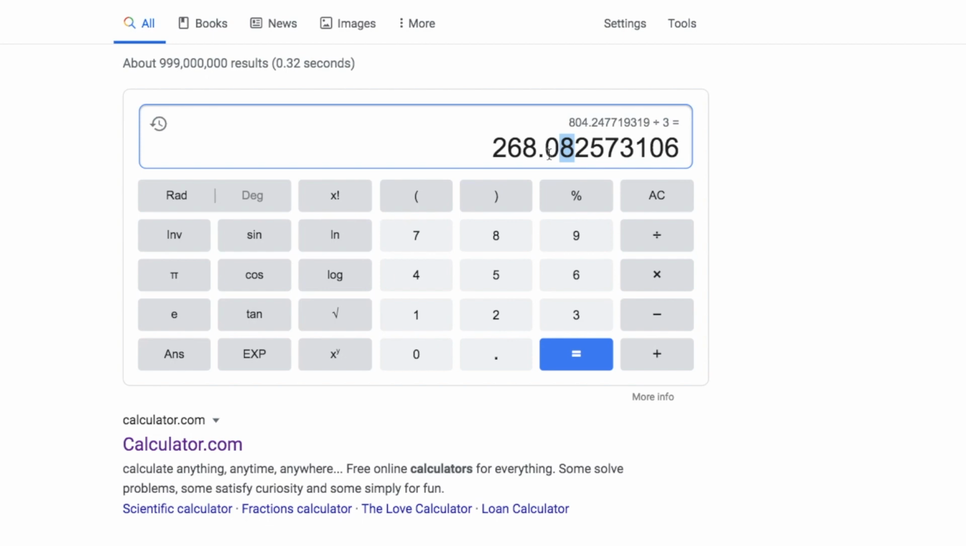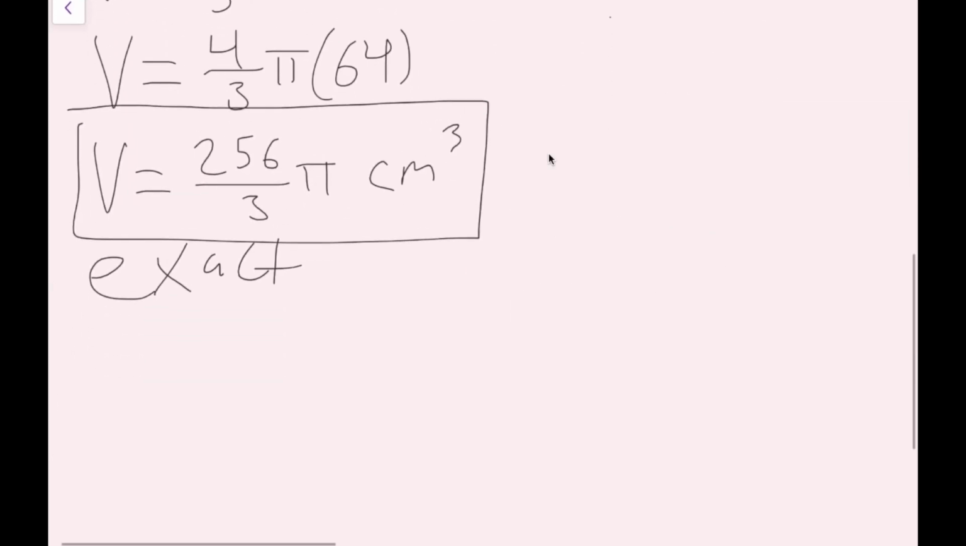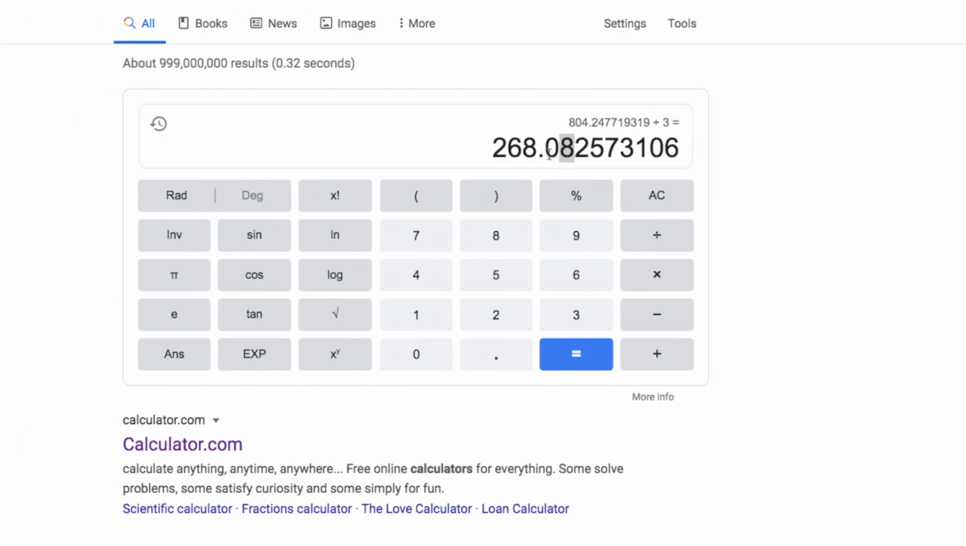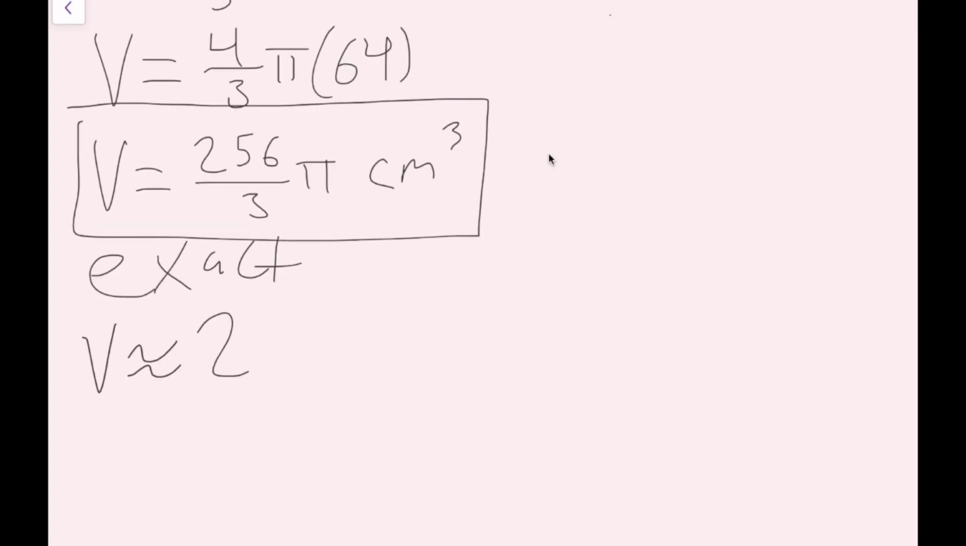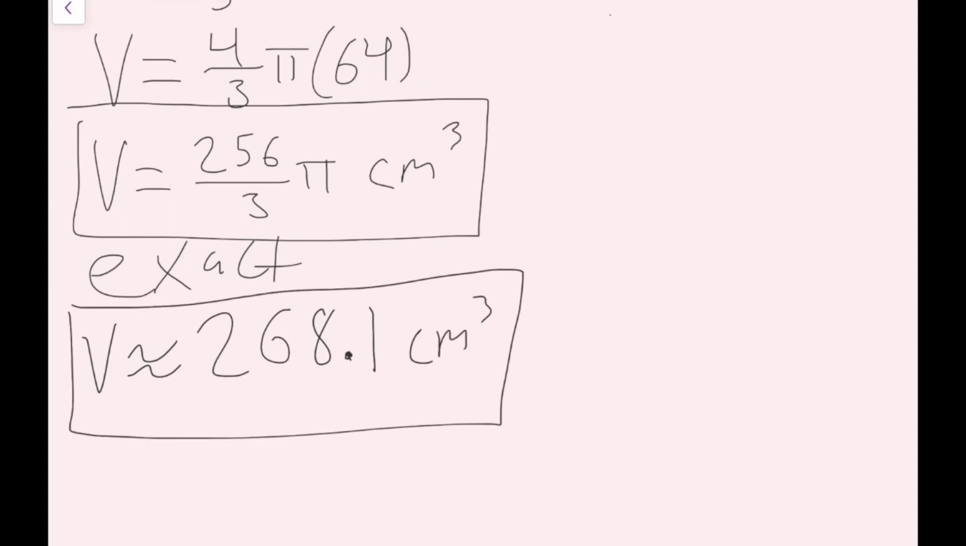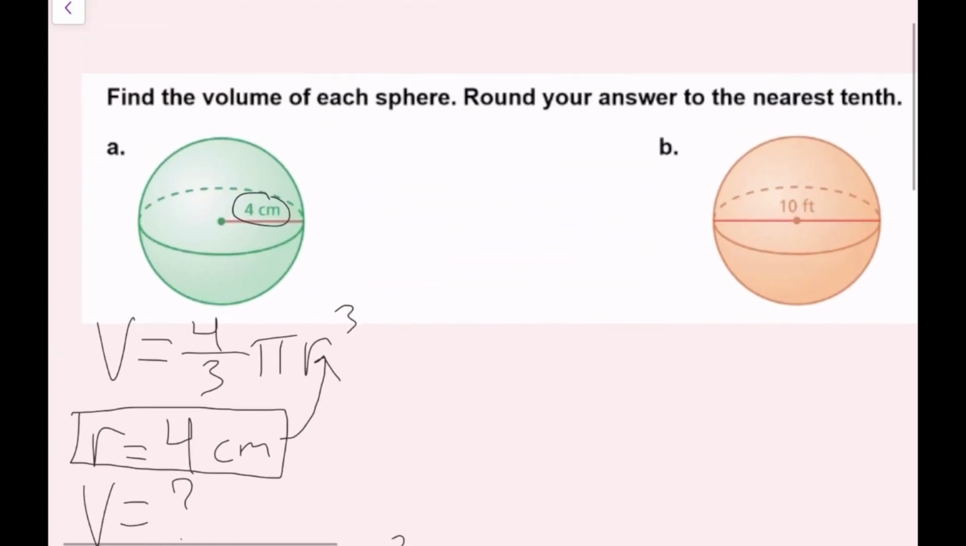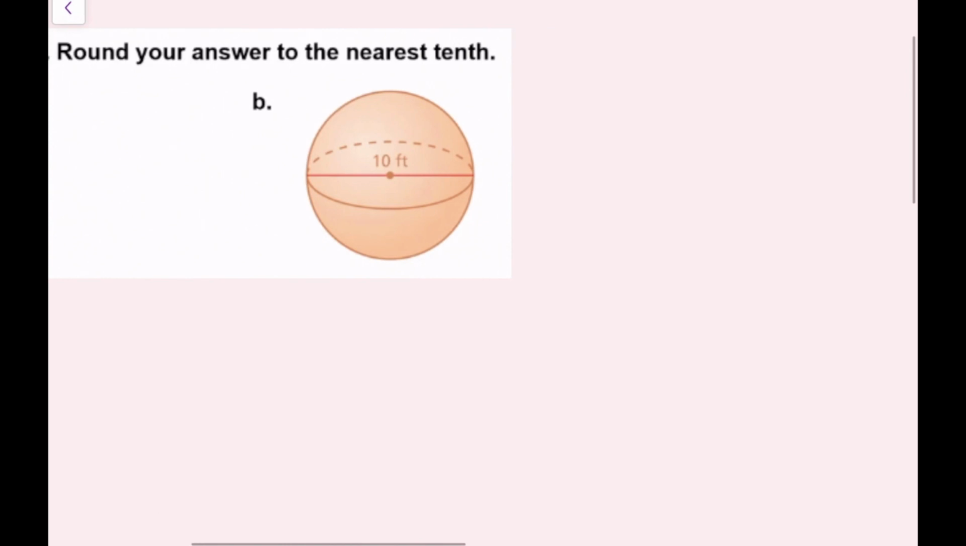So our final answer is going to be, our volume here is around 268.1, because we rounded up. And then we need our unit, centimeters cubed. So that is for part A. Now if we go back up to part B, we can do the same process.